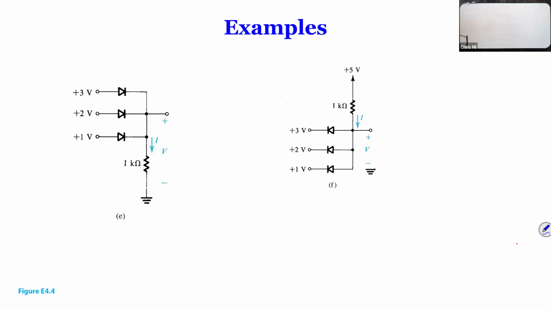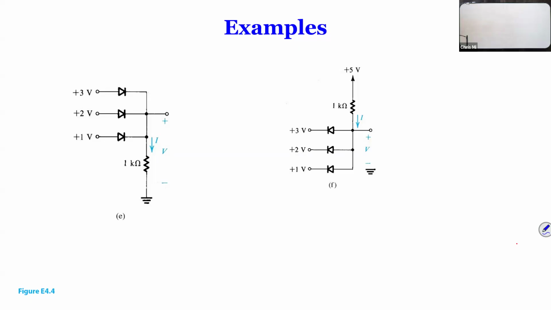If this is on, this is 1 volt. If this is 1 volt, of course you have current, that's okay. But look at the diode in the middle. You have 2 volts on the positive side and 1 volt on the negative side, which means it's not possible because this is forward biased. So if the middle diode is on, this will be 2 volts.